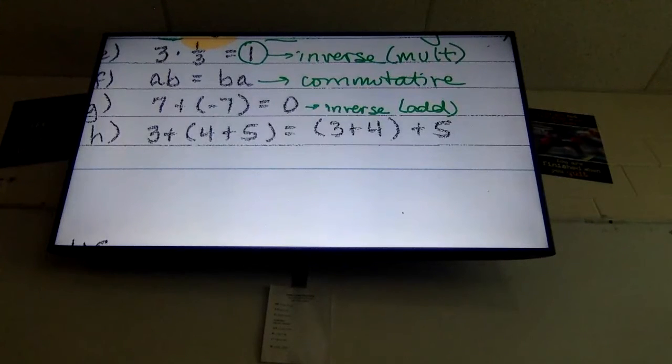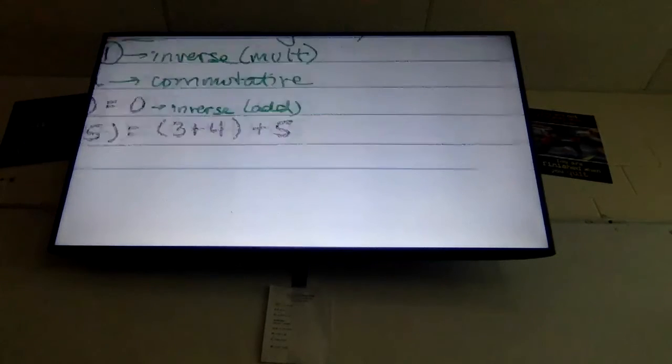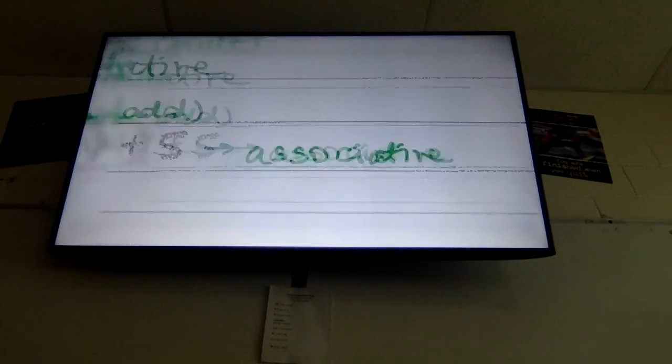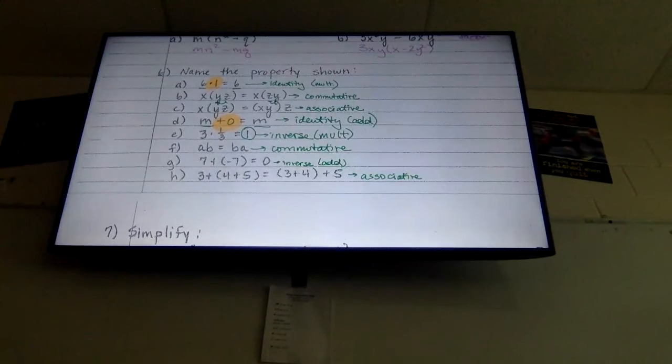And then this last one, what is this? Associative. We'll just call it associative. We don't need to clarify commutative or associative with addition and multiplication. Okay, perfect. This is a nice little brain teaser from the past. All right, flip it over.